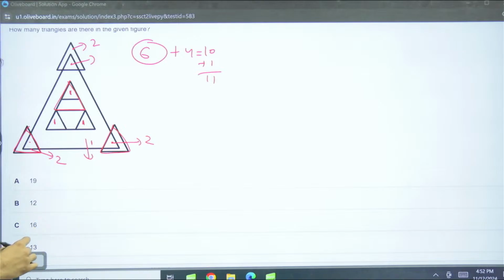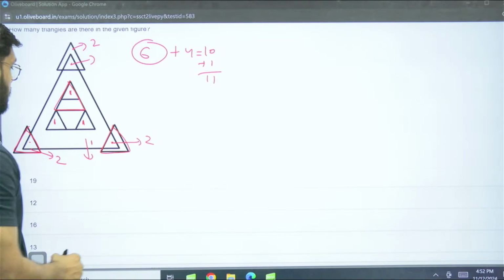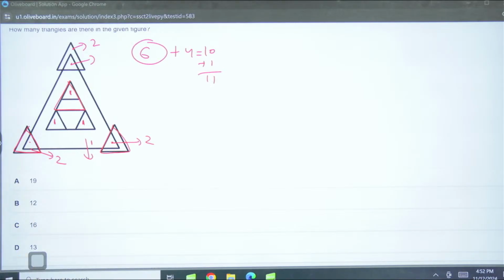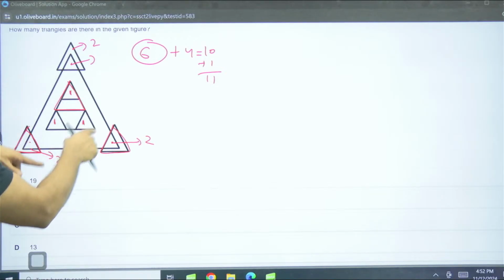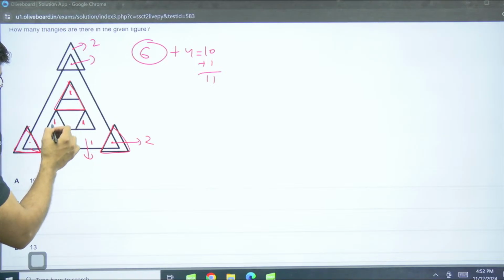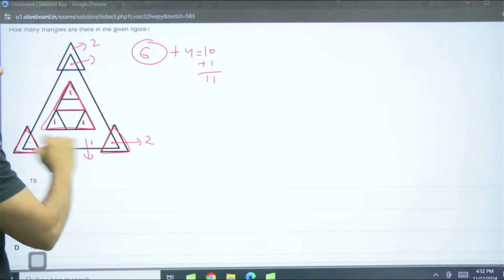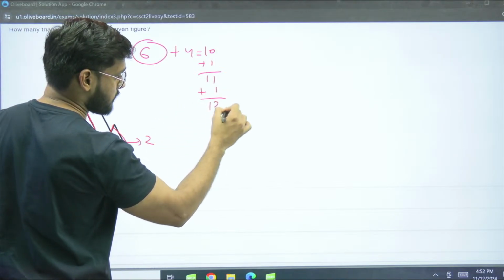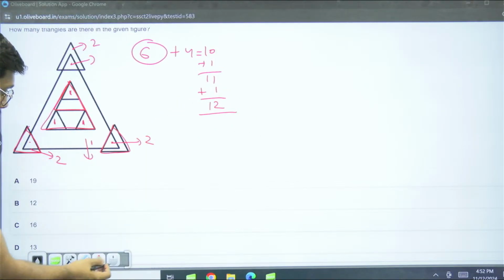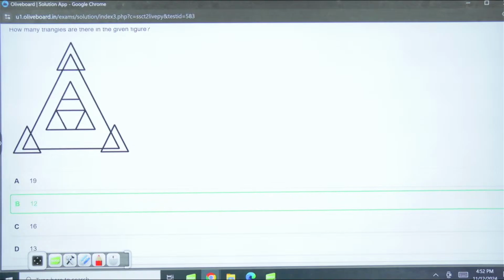Do we have another triangle? But we do not have option number 11. 1 and 1, 2. 2 triangles here, 4, and 2 triangles here, 6. 1 is the bigger triangle, 7, 8, 9, 10, 11. Okay, 1 is this bigger triangle as well. 11 plus 1, 12. We should have 12 triangles only. Option B. Option number B is the right answer.